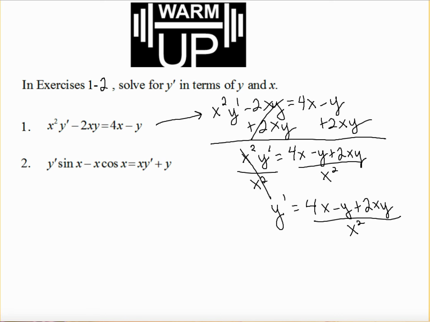Now, this wasn't too terribly difficult to get the variable y prime isolated. Let's check out the next one. Here I've got y prime multiplied times the sine of x, and I also have y prime multiplied by this x. My plan is to get all my y primes onto one side and everything else onto the other. So I'm going to use the opposite operation to move this xy prime over to this side, so these will cancel out. And I'm going to move this negative x cosine x over to the other side of the equal sign, so I'm going to add that to move it across.